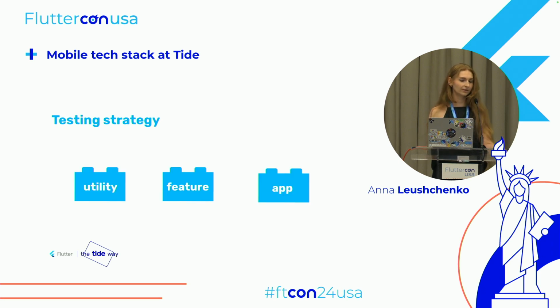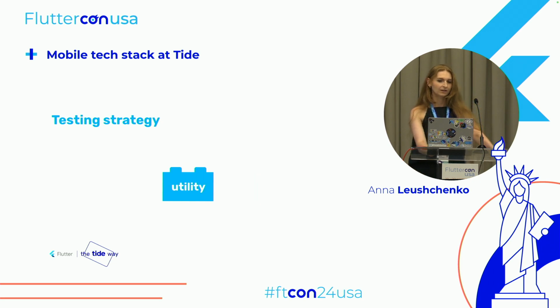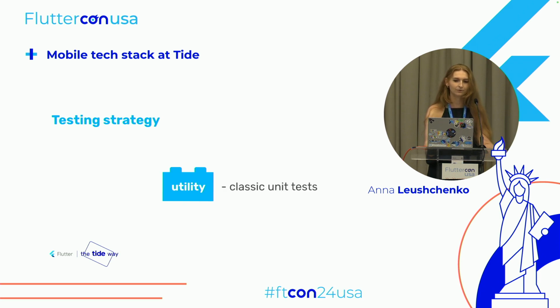If you were listening carefully enough, you probably remember that I mentioned 3 types of packages. We have utility, feature packages, and application, and we test them differently. Utility packages contain plain old Dart code. Thus, we test them with plain old unit tests, where one class is being tested and all of its dependencies are being mocked. They are fast and simple and almost boring in the good way.